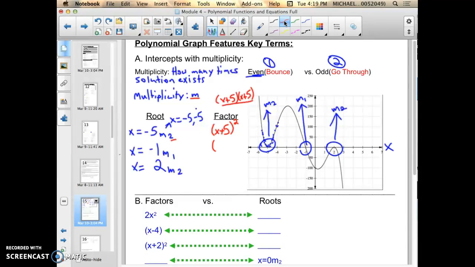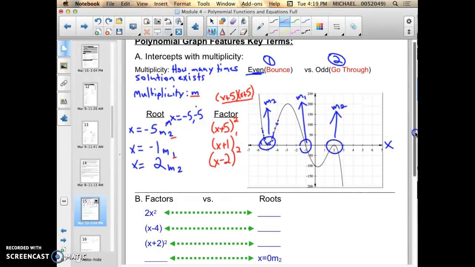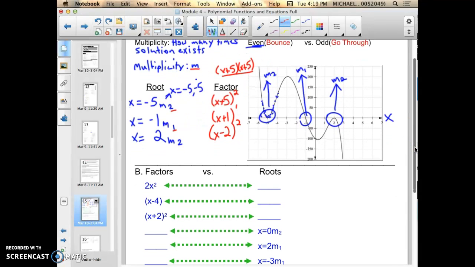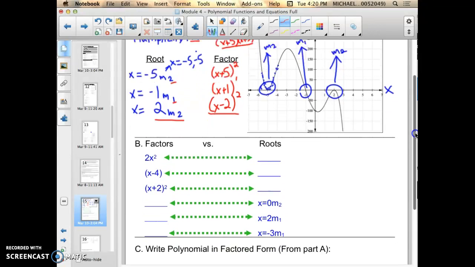Down here, it's x plus 1, and it's multiplicity of 1, so I can put the power of 1, but remember, whenever it is power of 1, you don't necessarily have to show that. And then down here, it is x minus 2 with a multiplicity of 2. So that is more specifically what I mean by multiplicity when we're going to be working with that. How many times the root shows up, and I write it like that, versus how many times the factor shows up, and that's how I want to write it as well.